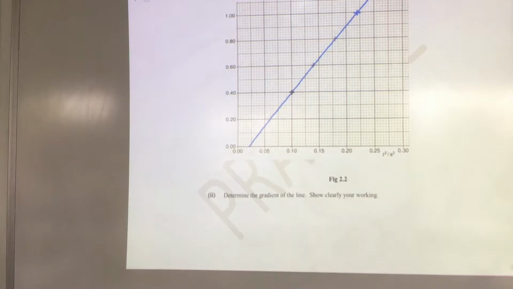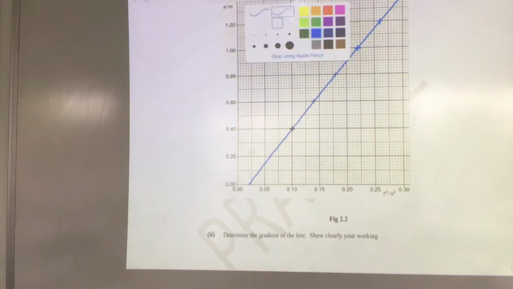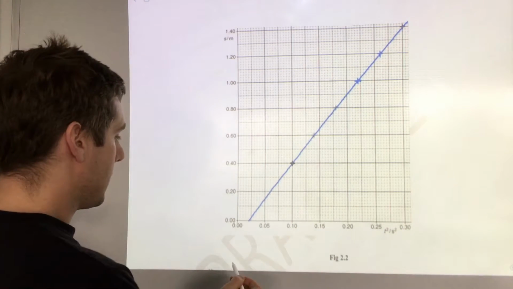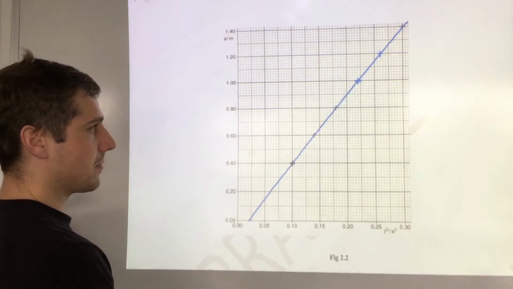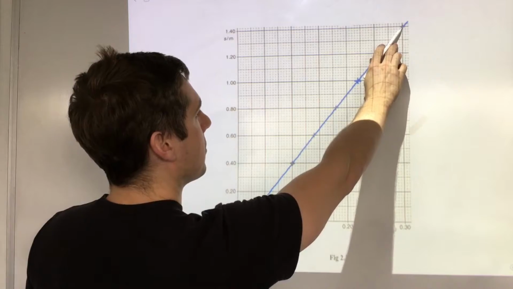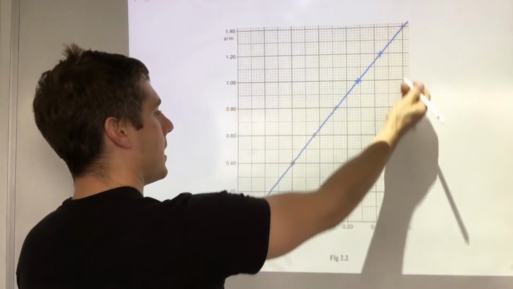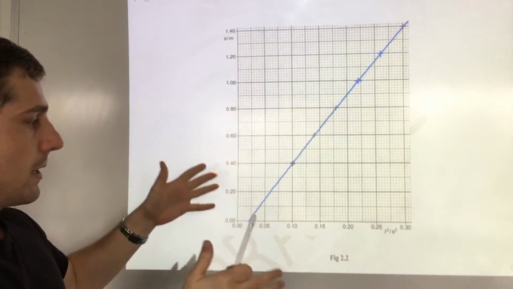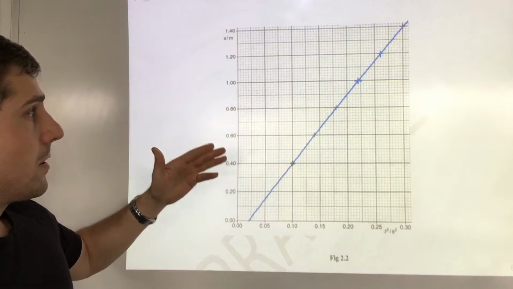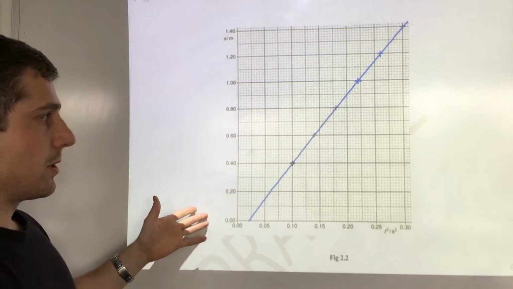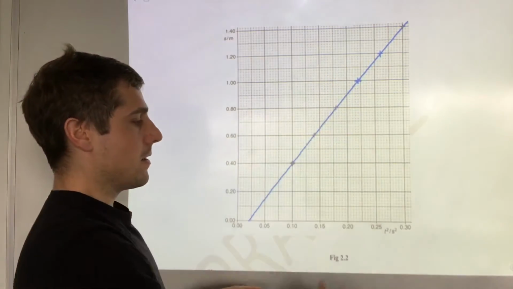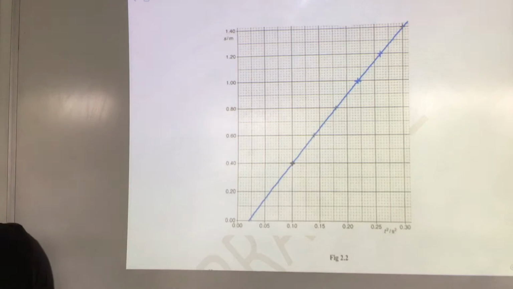Determine the gradient of the line. Show clearly your working. The working that I need to show here is the triangle that I use to work out the gradient. I've already indicated that this is going through 0.02 there, and I can use this plot up here. Key thing is to have a nice big triangle drawn on the grid so that the examiner knows that you used a triangle to work out the gradient, and that it was big enough to get an accurate measurement. You don't want a little triangle down here. You want to choose 2 points that cover more than half of the line that end on easy to read points. So I'm going to draw a triangle here.